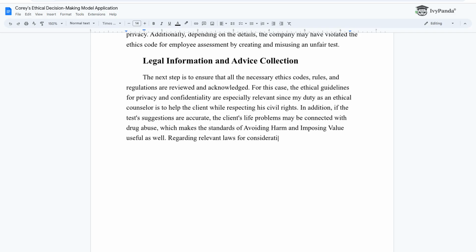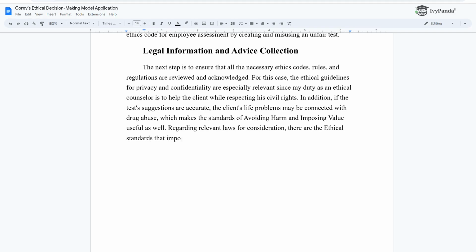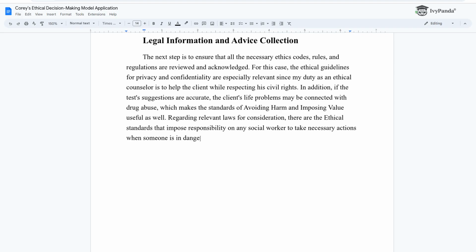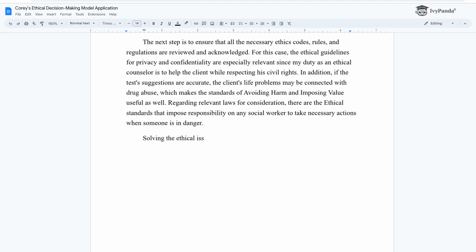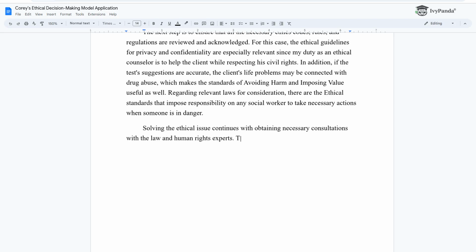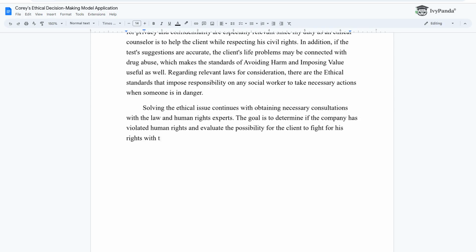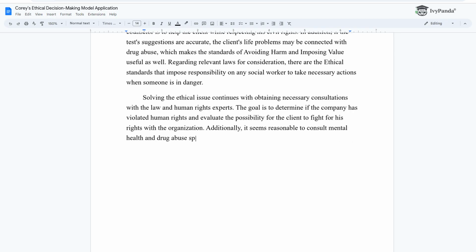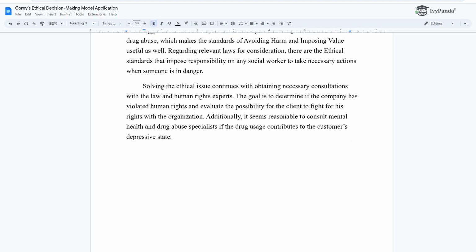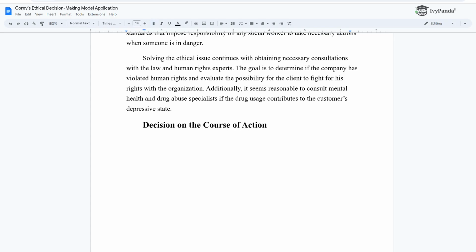Regarding relevant laws for consideration, there are the ethical standards that impose responsibility on any social worker to take necessary actions when someone is in danger. Solving the ethical issue continues with obtaining necessary consultations with the law and human rights experts. The goal is to determine if the company has violated human rights and evaluate the possibility for the client to fight for his rights with the organization. Additionally, it seems reasonable to consult mental health and drug abuse specialists if the drug usage contributes to the customer's depressive state.